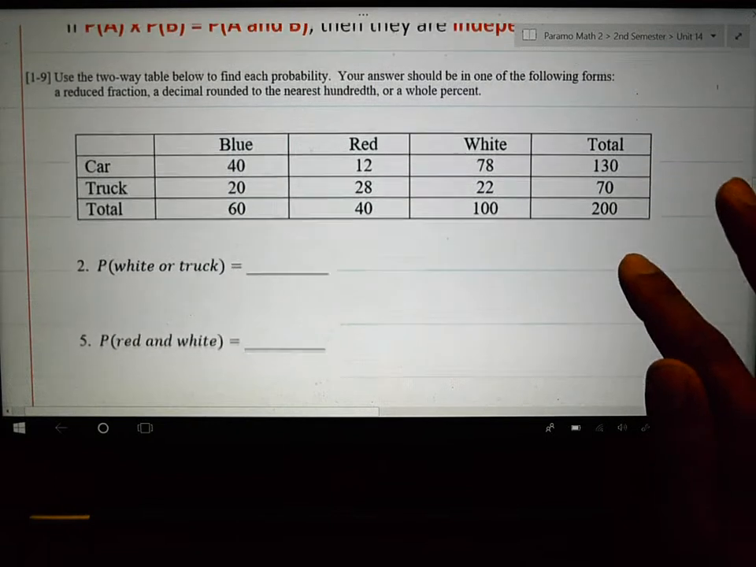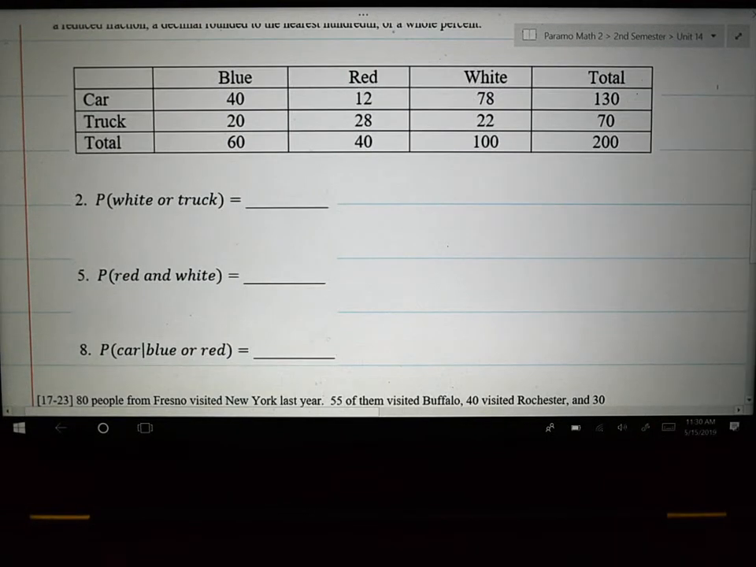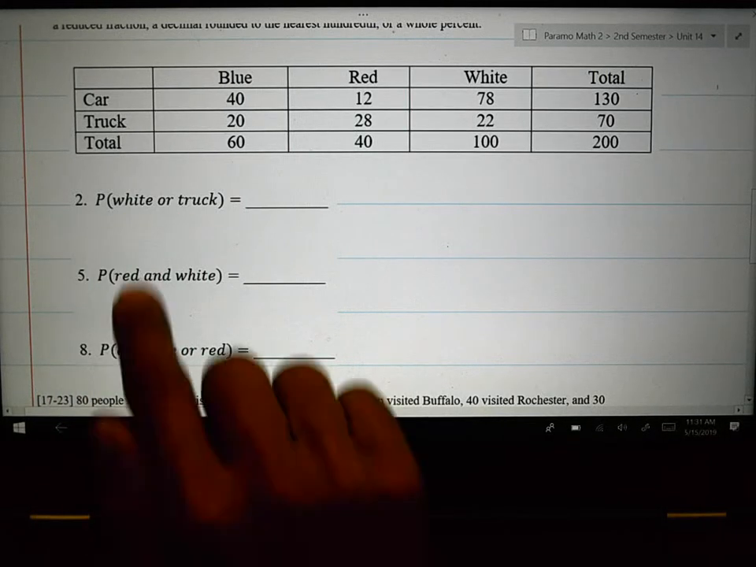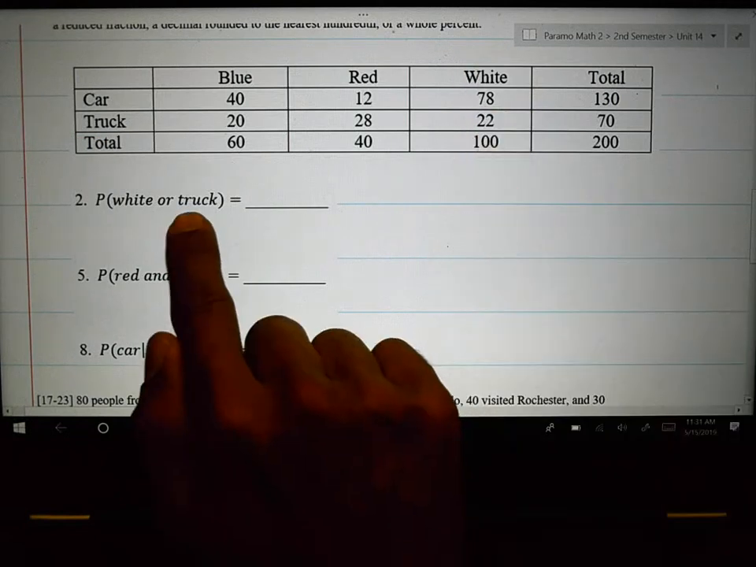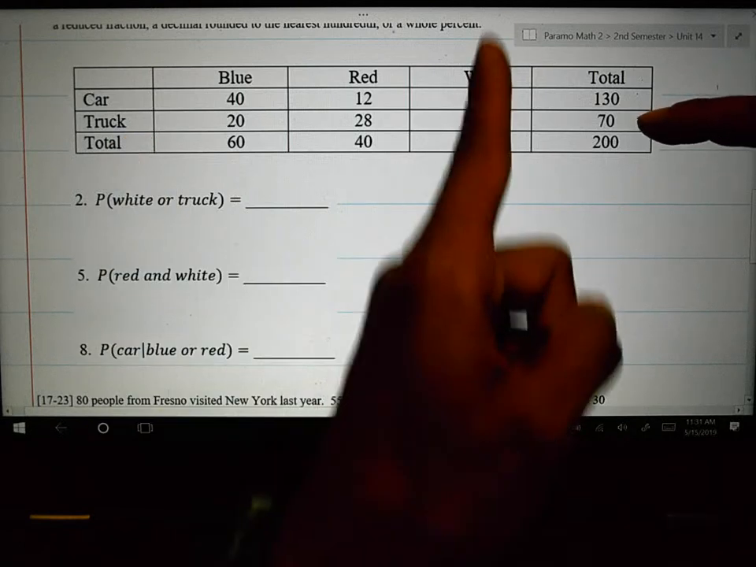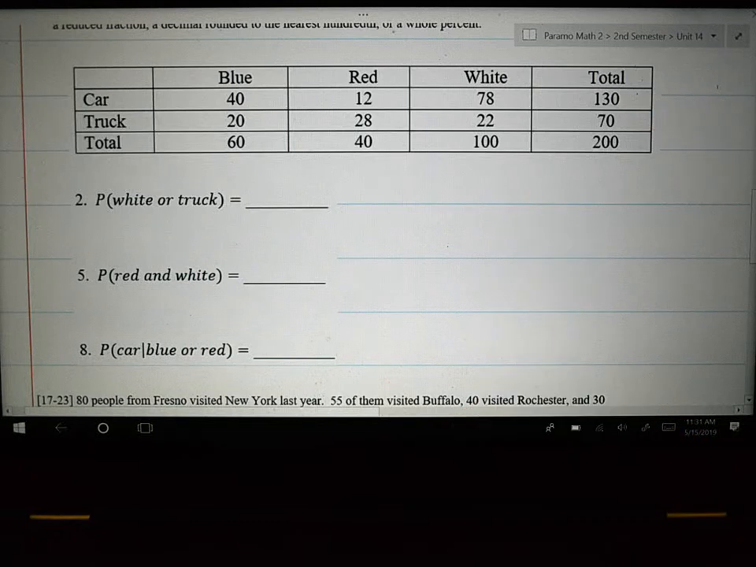Here's the table for questions 1 through 9. I chose 2, 5, and 8. It says, what's the probability of white or truck? Here's white, vehicles. Here's trucks. Now, if I use the totals, 70 and white, it's not 170.